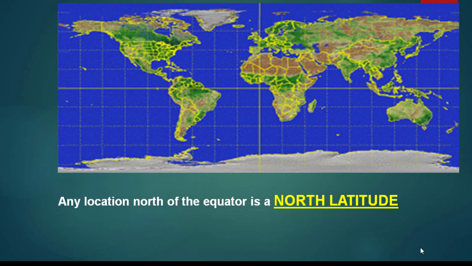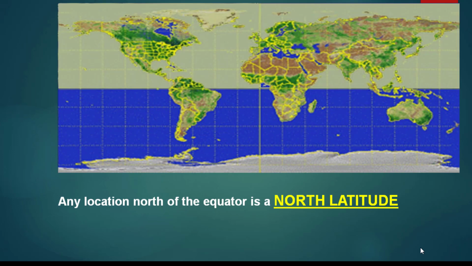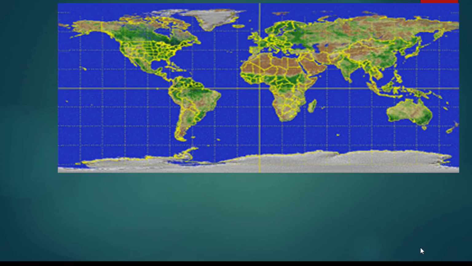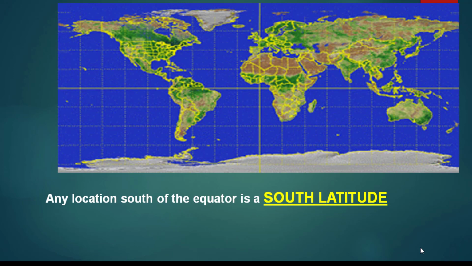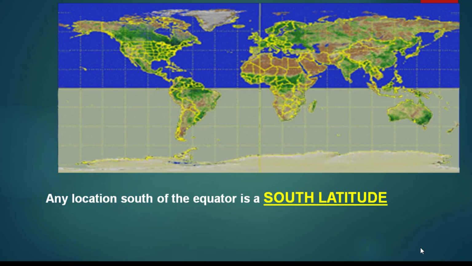So any location north of the equator is a north latitude. So the grey area denotes north latitude. Any location south of the equator is south latitude. So this grey area is the southern hemisphere, or it contains south latitudes because they are below the equator.